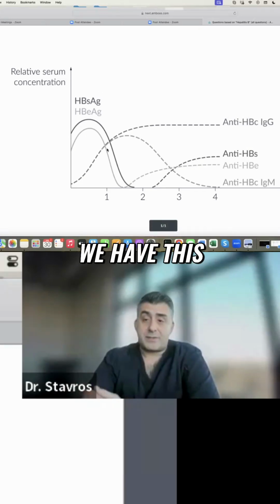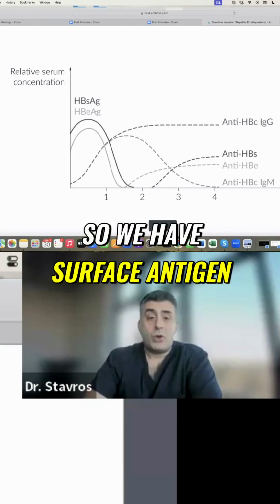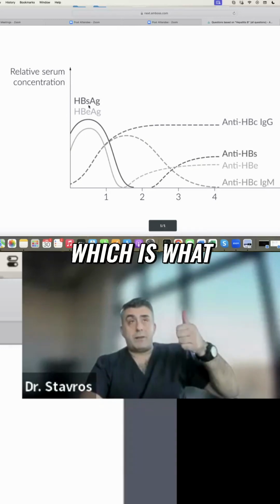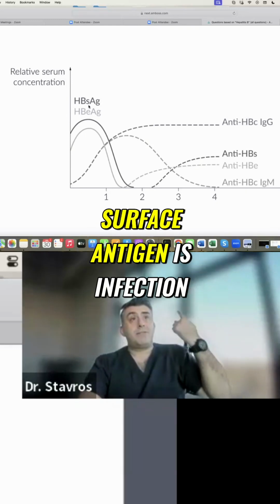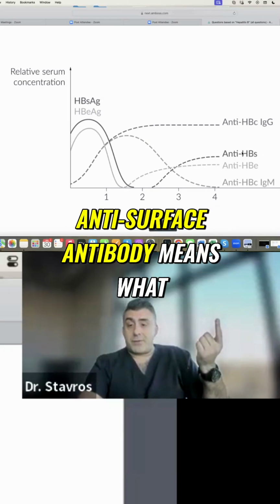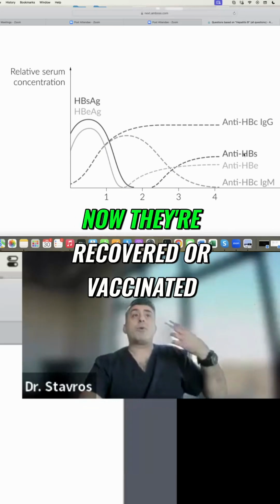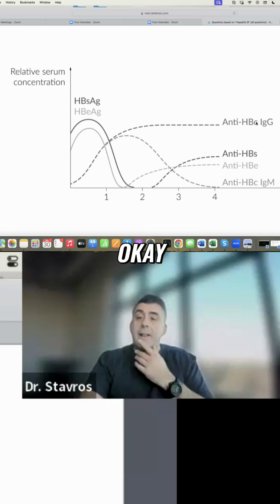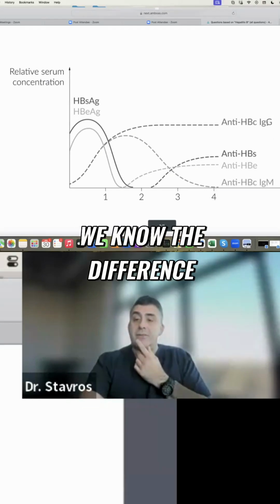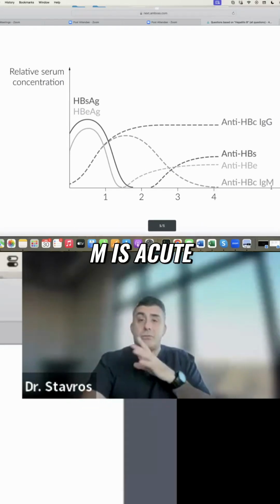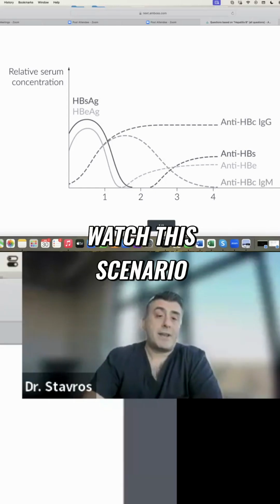I mean, we have this. This is actually in First Aid as well. So we have surface antigen, which is what? Surface antigen is infection. Anti-surface antibody means what? The person was infected, now they're recovered or vaccinated. Okay. IgG versus IgM, we know the difference, right? G is chronic, M is acute. Okay. Watch this scenario.